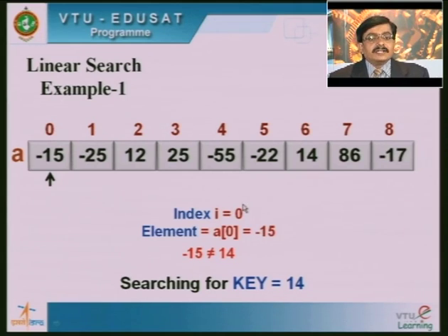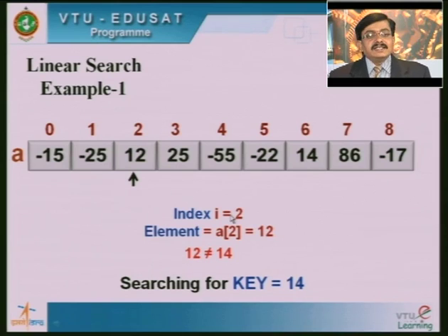So when i is equal to 0, element A of 0 is equal to minus 15. I will compare this minus 15 with the key element 14. When I do this comparison, minus 15 is not equal to 14. So we have to go for the next element in the search. Now when i is equal to 1, we go for the second element from the end user perspective; from the programming point of view, A of 1 is the second element. A of 1 is minus 25, and we compare minus 25 with the key element 14. Again the comparison is not equal, so we go for the next element in the list.